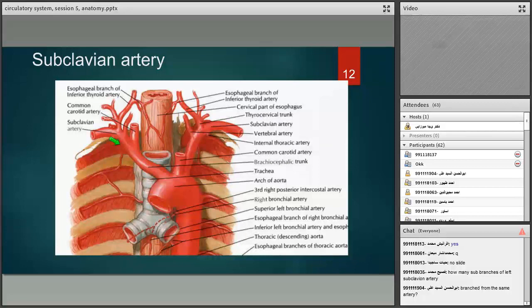For example, look at here, the internal thoracic artery, left internal thoracic artery. Right thyrocervical trunk, left thyrocervical trunk. Right vertebral artery, here, right vertebral, left vertebral artery, okay? We have all these arteries in both sides, right and left. So these were three branches of the subclavian artery. These arteries also have other branches which I will explain in the next slides.